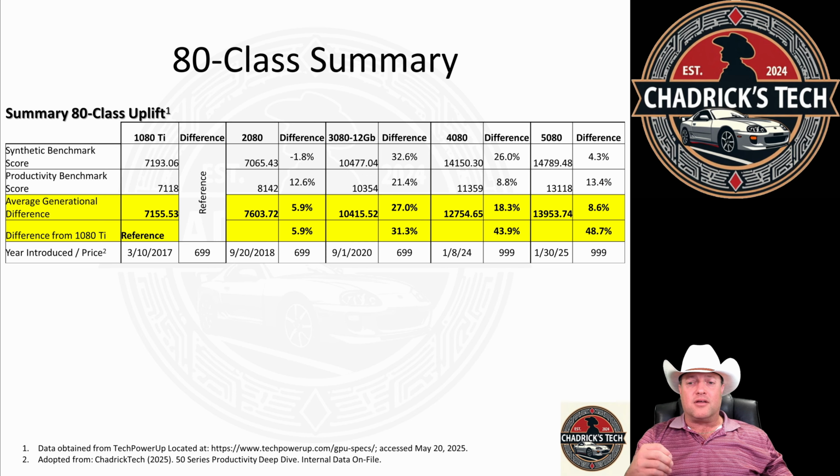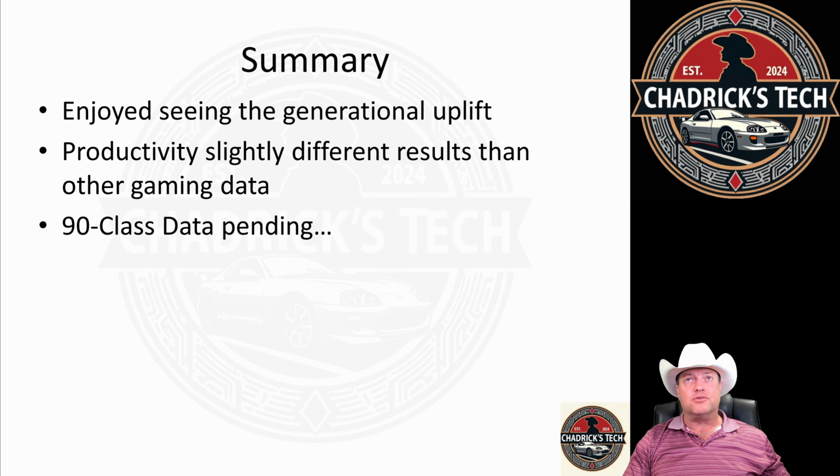You do have some interesting things built into the 50 series card that you didn't have in the 40 series card and below. You've got some encoders built in to help with your productivity, but you did almost get 50% performance increase from the 1080 Ti. So this has been really interesting to take a peek at these numbers. I've enjoyed seeing the productivity uplift, and I am working on the 90 class uplift and pulling that data together.